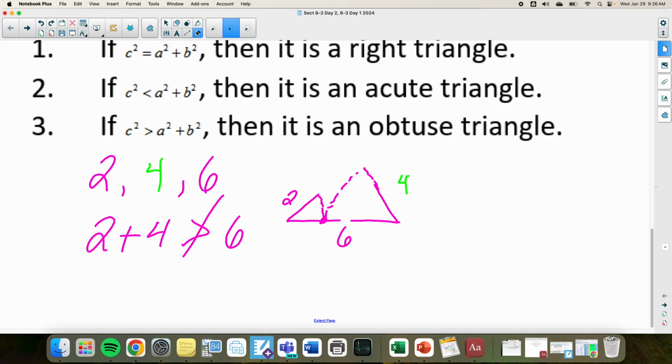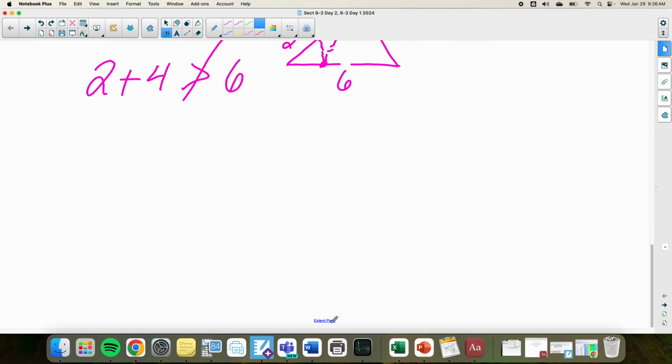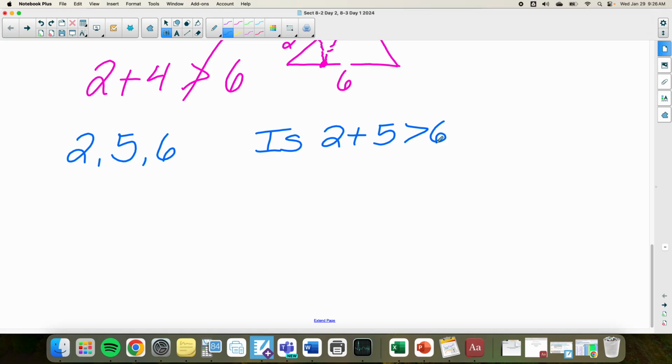Now, the second thing that we need to learn today is, once you're given a triangle, how do we tell if it's right, acute, or obtuse? Okay. So 2, 4, and 6 didn't work, but let's say now I gave you 2, 5, and 6. Okay, first thing you're always going to want to check is, is 2 plus 5 greater than 6? And it is, so yes, they do form a triangle.